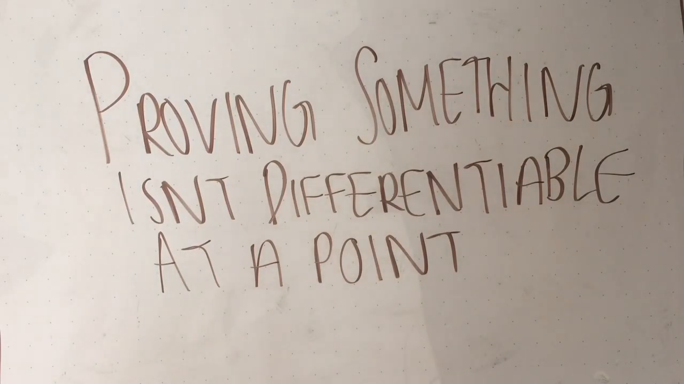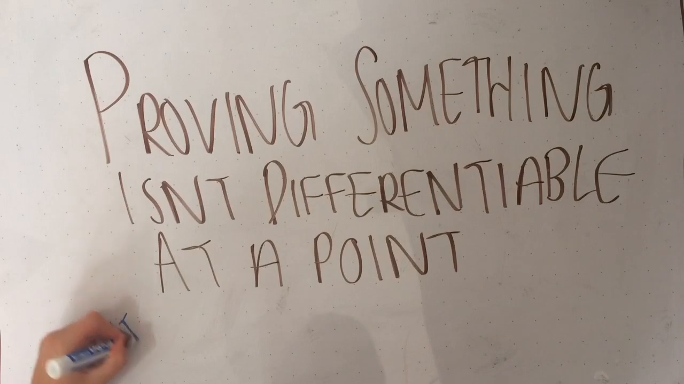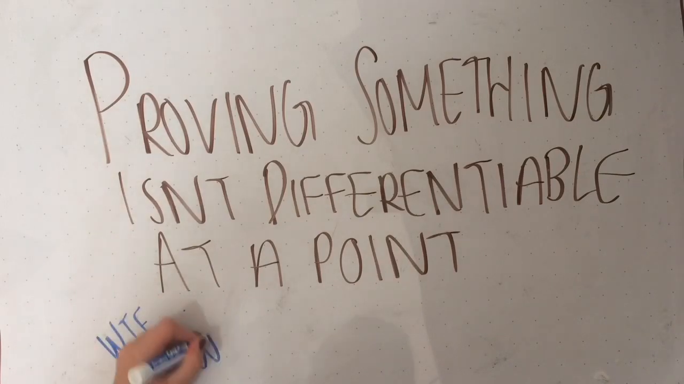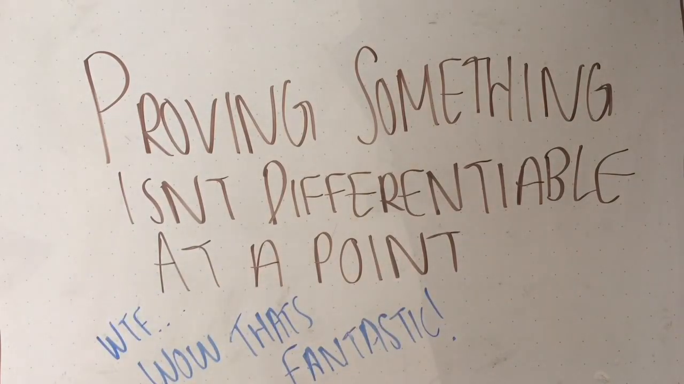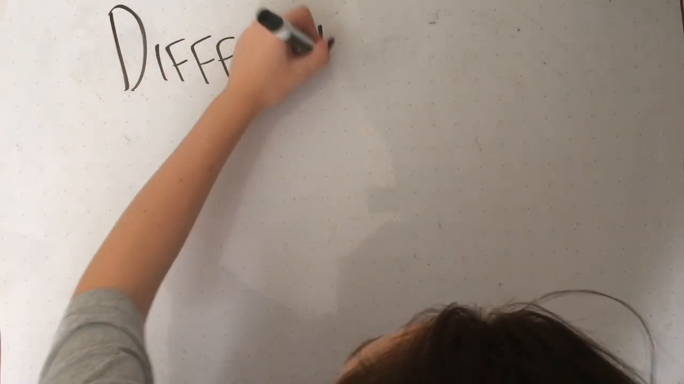So welcome to proving something isn't differentiable at a point. So your first thought may be, WTF? Wow, that's fantastic, because it is. So let's get started. So for something to be differentiable, two things have to be happening.